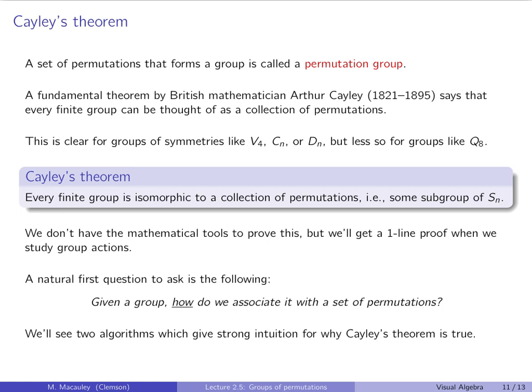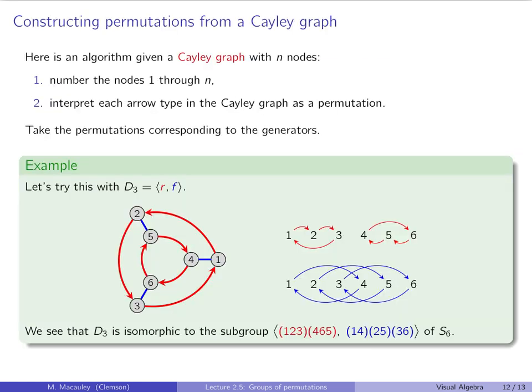And both of these are going to come from Nathan Carter's Visual Group Theory book, although I am using somewhat different diagrams and groups to illustrate these ideas, but they're basically his algorithms. Here is an algorithm given a Cayley graph with n nodes. First, label the nodes 1 through n. It doesn't matter how. Here's the labeling of the Cayley graph of D3: 1, 2, 3, 4, 5, 6.